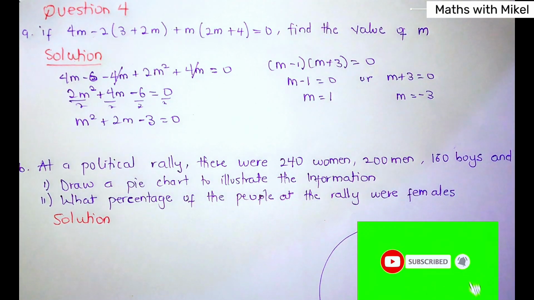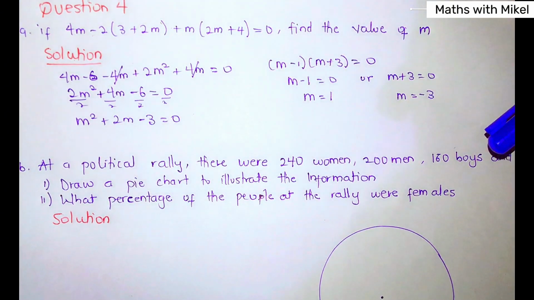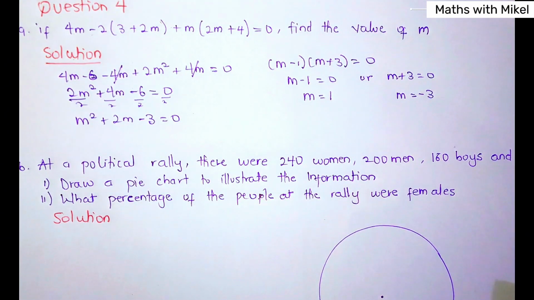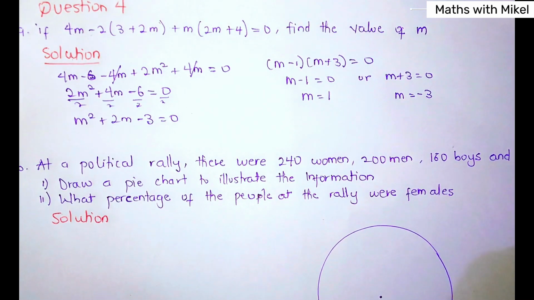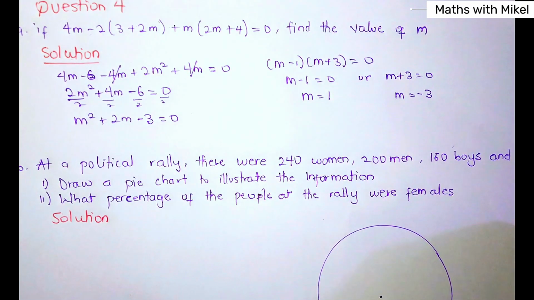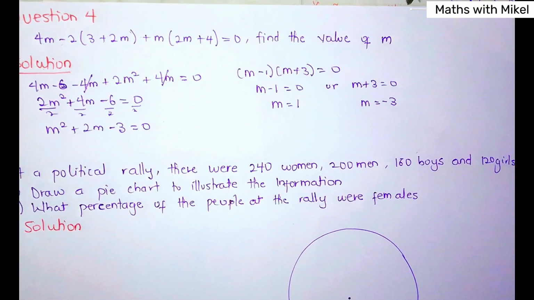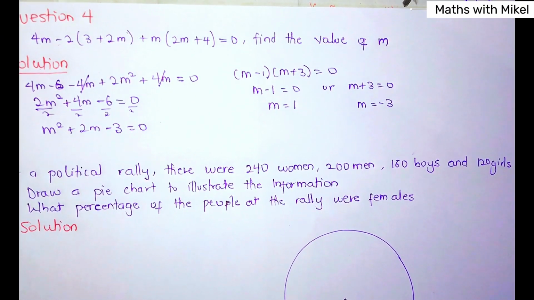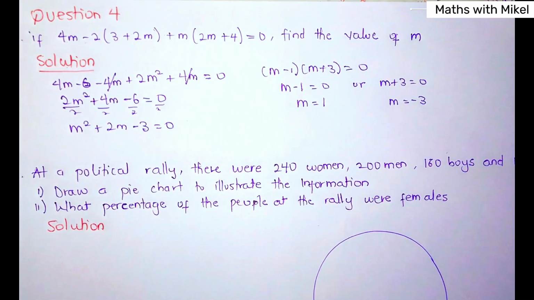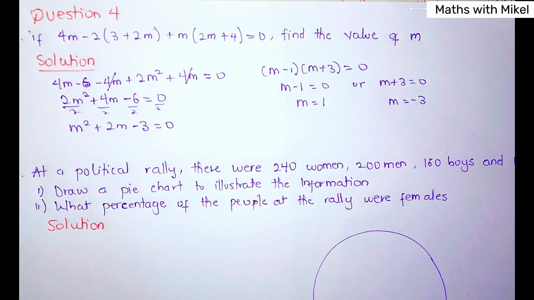Now the B says, at a political rally, there were 240 women, 200 men, 160 boys, and 120 girls. We are asked to draw a pie chart to illustrate the information, that's the I. So to draw a pie chart, we need angles.